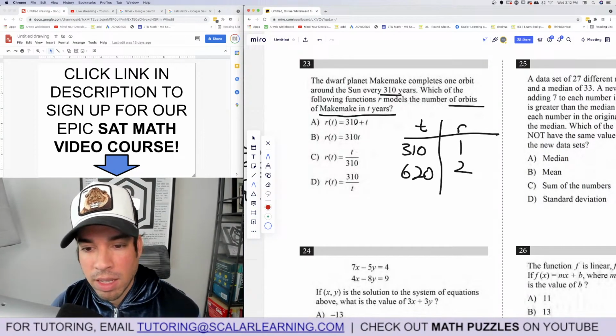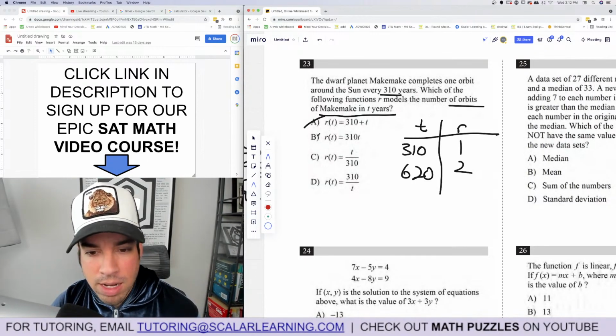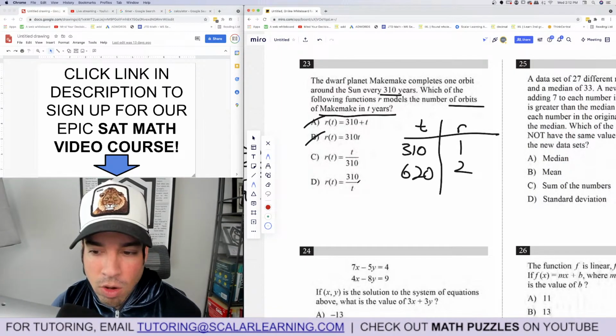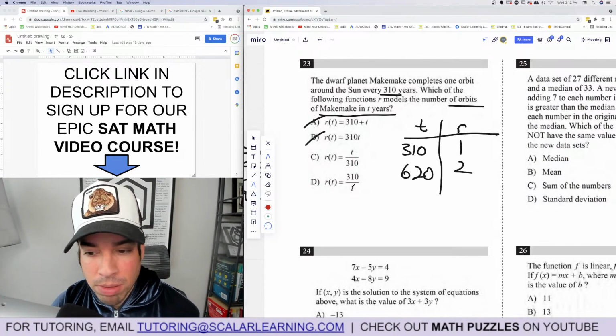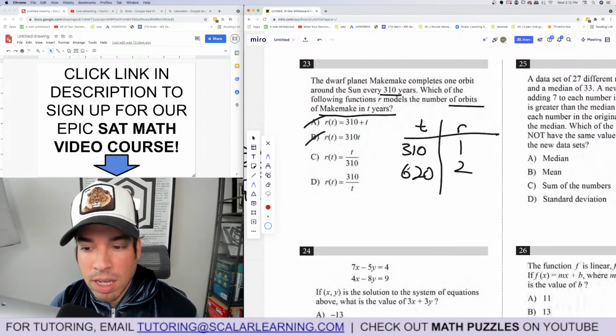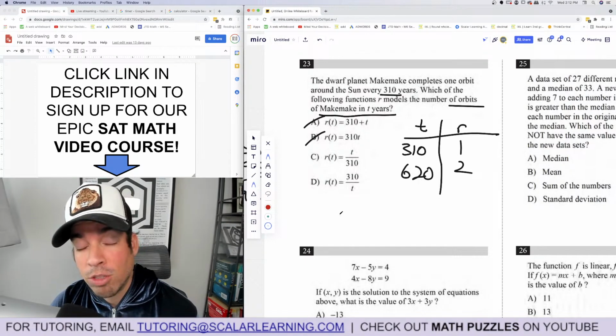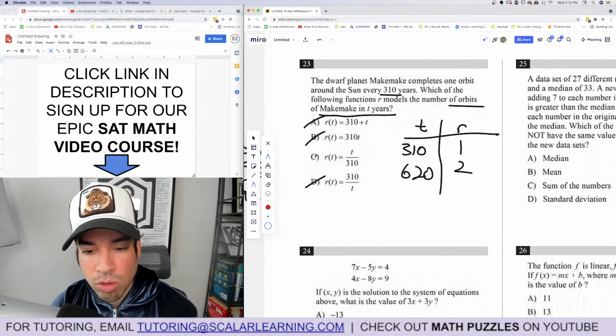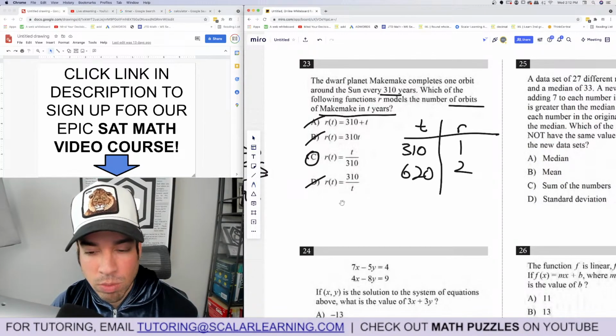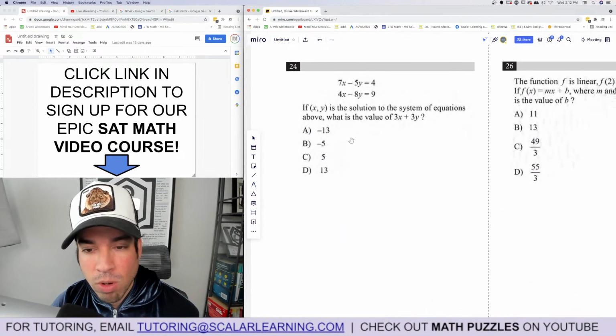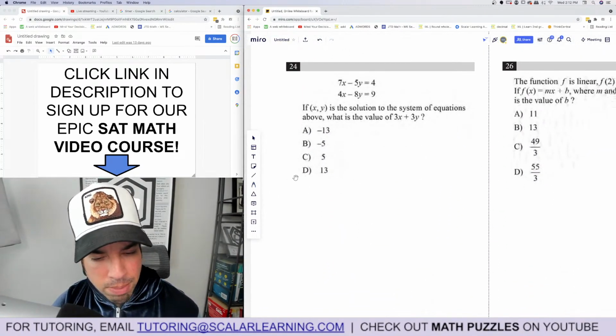No, I get like 620 when I plug in 310. That's out. I get something insane, like 90,000 here. That's insane. Over here, I do get 1 when I plug in T. But then if I plug in 620, I should be getting 2 orbits, instead I get a half. So that's almost good. C is the only winner where it works.